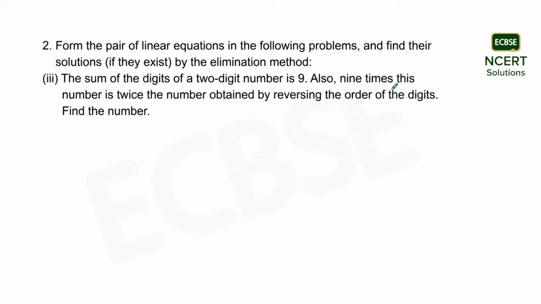Also, 9 times this number is twice the number obtained by reversing the order of the digits. Find the number. As we know, the number is formed by digits, and each digit in a number represents the face value. I hope you know the difference between the face value and the place value.